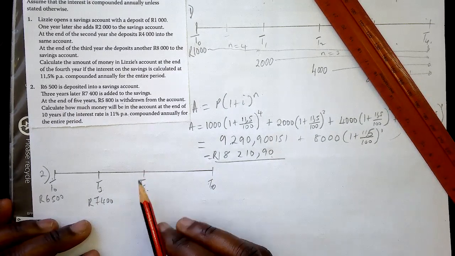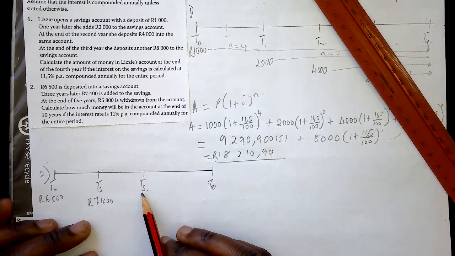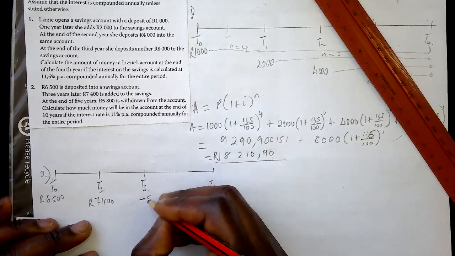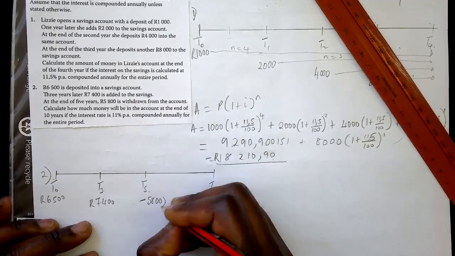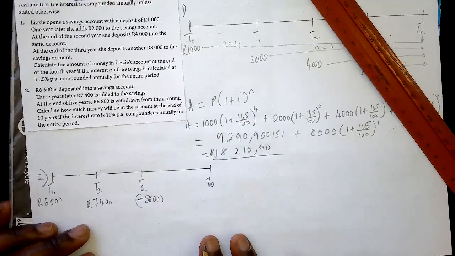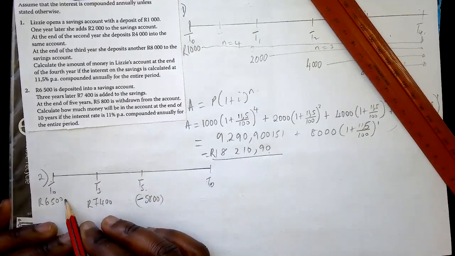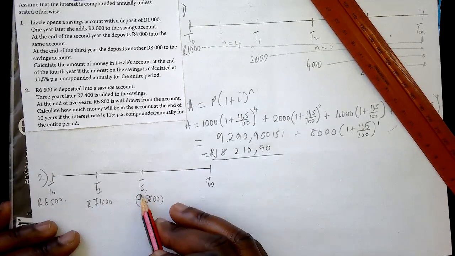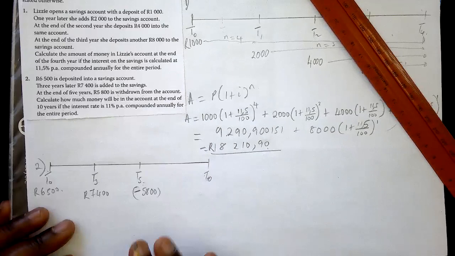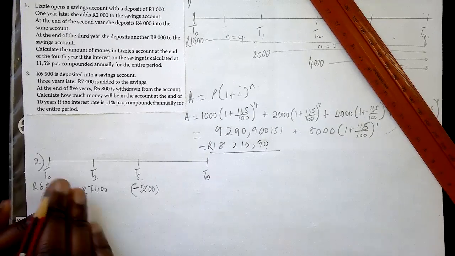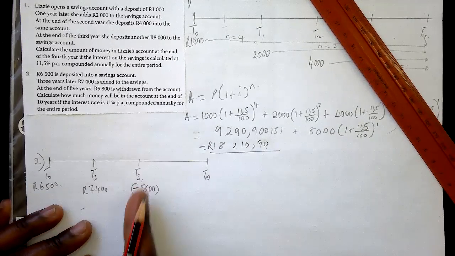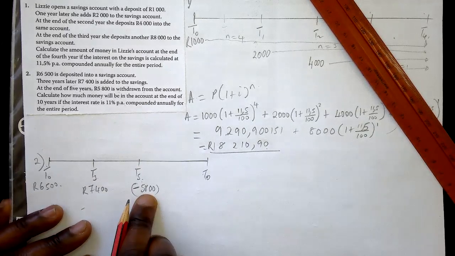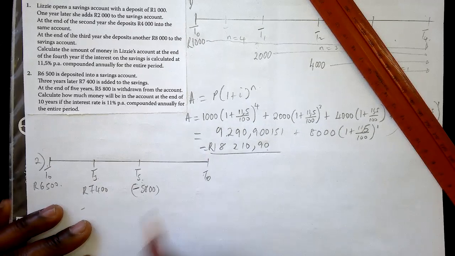Then T5, we are withdrawing here. We are withdrawing, so we're going to say minus. But what we see is that this 6,500 is going to grow. It's tricky here because you must make sure that you have the total amount at T5. Then you subtract the 5,800, then you can carry on with the remaining 5 years. Then what are we going to do here?